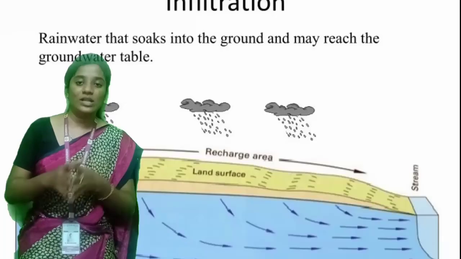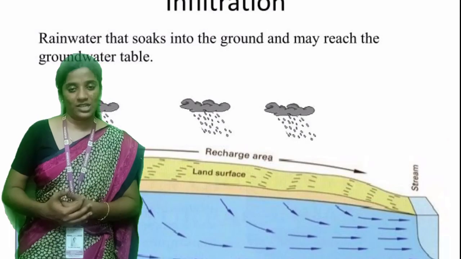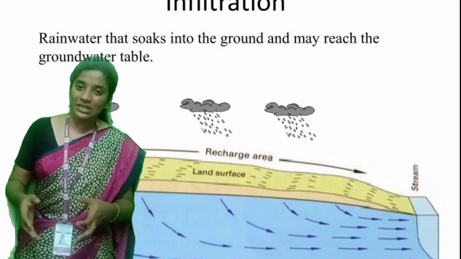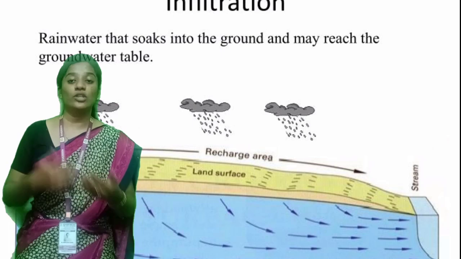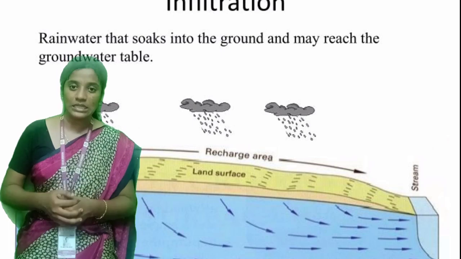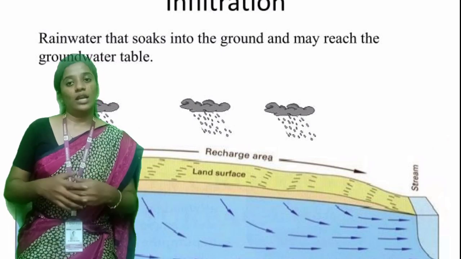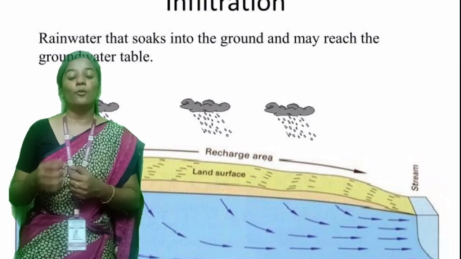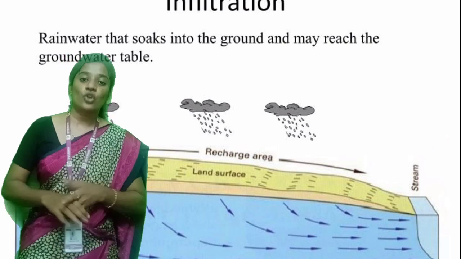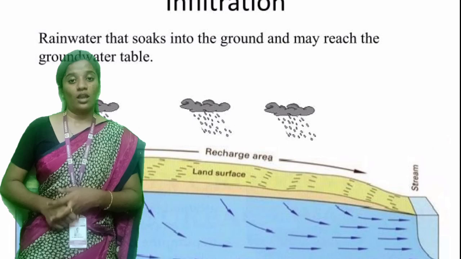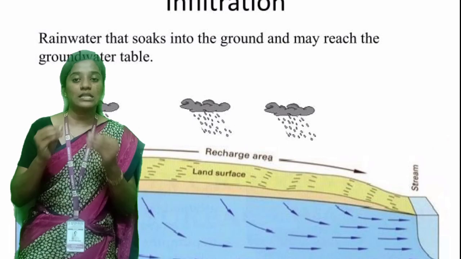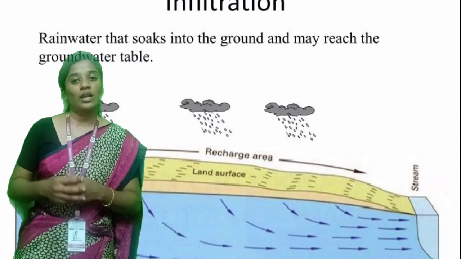Now we'll see about infiltration. Infiltration is the process by which water on the ground surface enters the soil. It is commonly used in both hydrology and soil sciences. The infiltration capacity is defined as the maximum rate of infiltration.